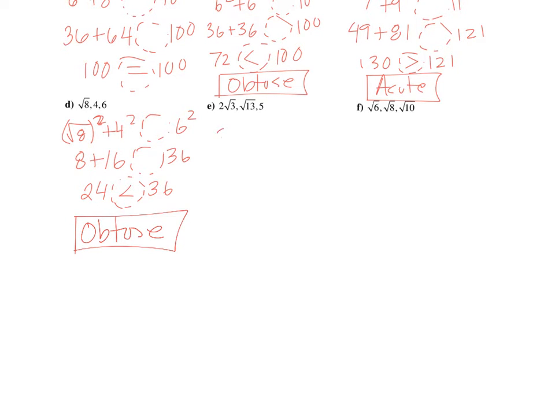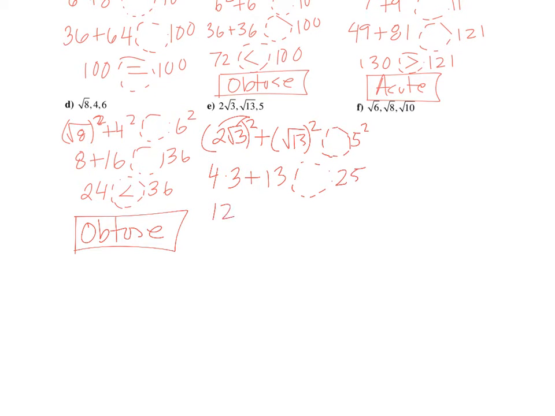For the next one, I have 2 square root of 3 squared plus the square root of 13 squared is something to 5 squared. So I square 2, I get 4. I square the square root of 3, and I get 3. Then I have the square root of 13 squared, which is 13, and that's something to 25. So I have 12 plus 13 is something to 25. So I have 25 is something to 25. They're equal. So a squared plus b squared is equal to c squared, which makes this a right triangle.